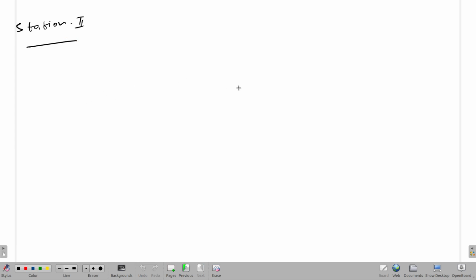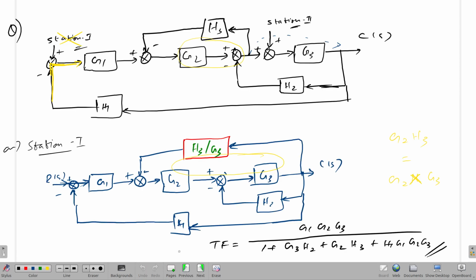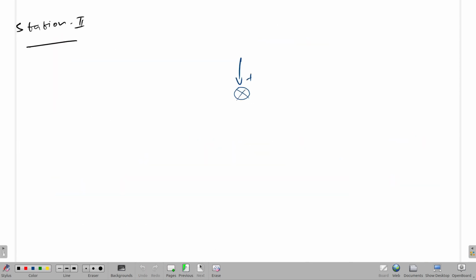So we have our station 2. Like here I have given R(S) as input, here also I am giving R(S) as input. That is just for notation sake, no worries. G3, and we have our output C(S). Okay, and this side what is coming?